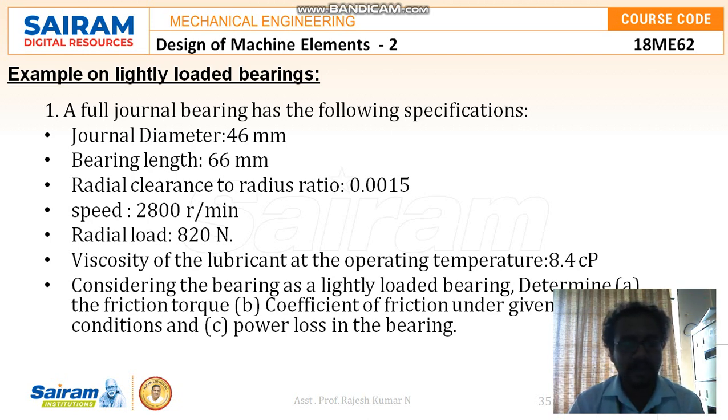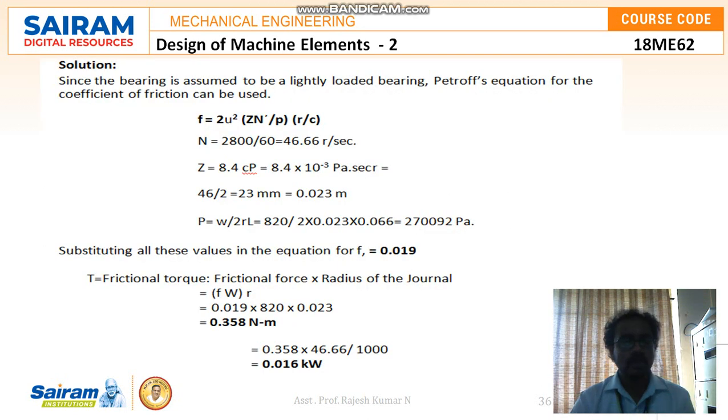So considering the bearing as a lightly loaded bearing, determine the friction torque, coefficient of friction under given operating conditions, and power loss in the bearing. So the solution. Since the bearing is assumed to be a lightly loaded bearing, Petrov's equation for the coefficient of friction can be used: f = 2π² ZN'/P × R/C.